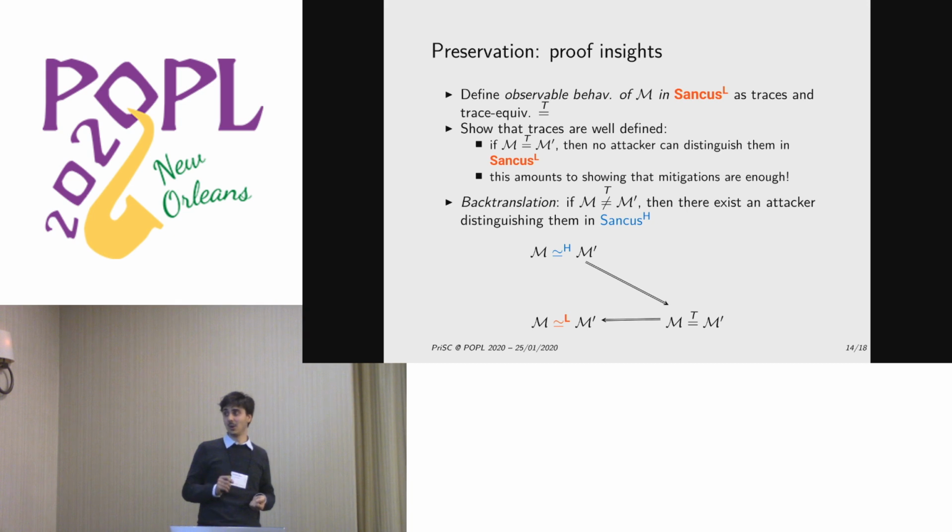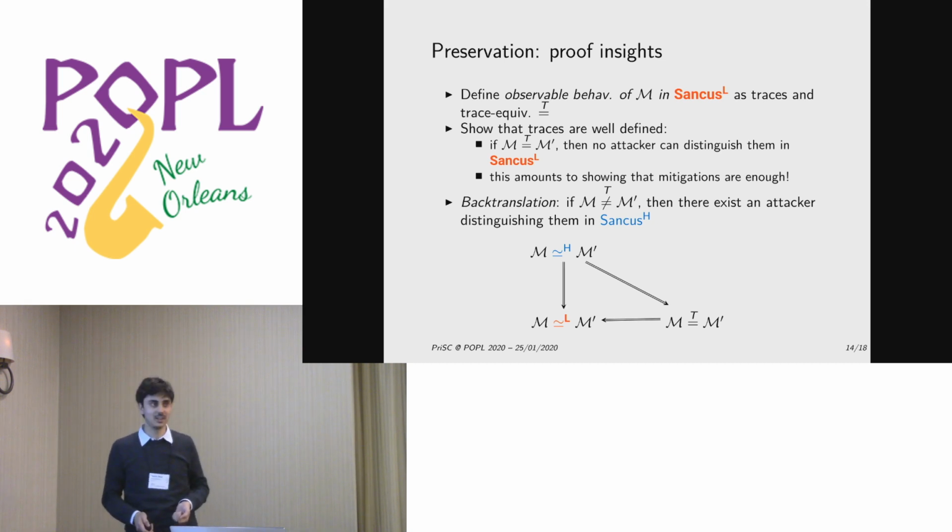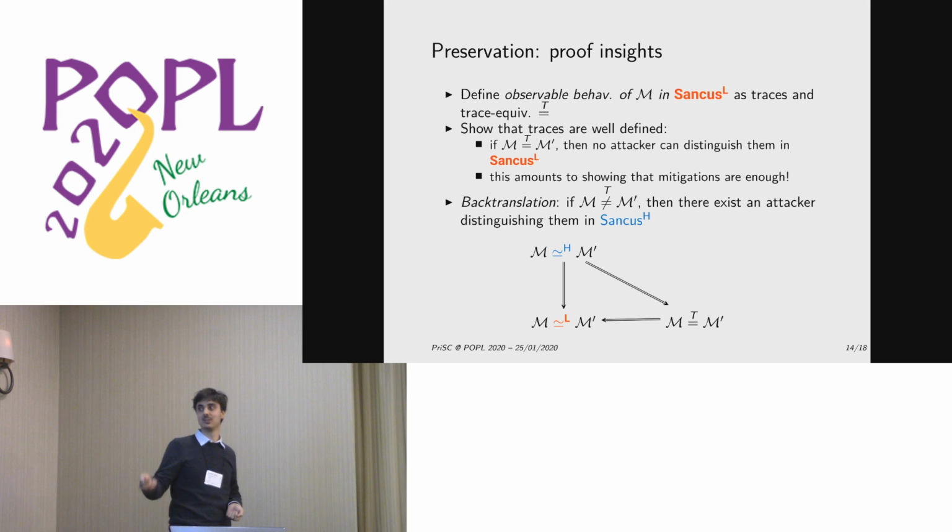And then a more classical thing, you have to show this arrow here: indistinguishability at the ISA level implies indistinguishability of traces. You can do that by back translation, by showing that if you can find two different traces, then there exists a context in Sancus I, an attacker in Sancus I, that distinguishes the two modules. And by transitivity, you close the diagram and you get this implication. So that is the preservation part of the full abstraction.